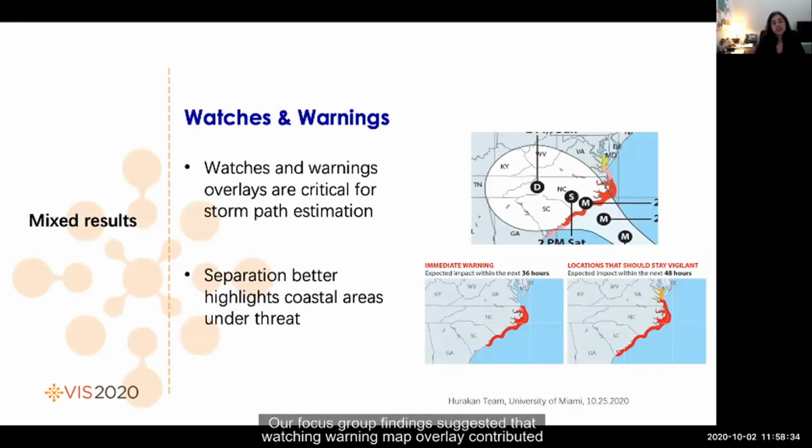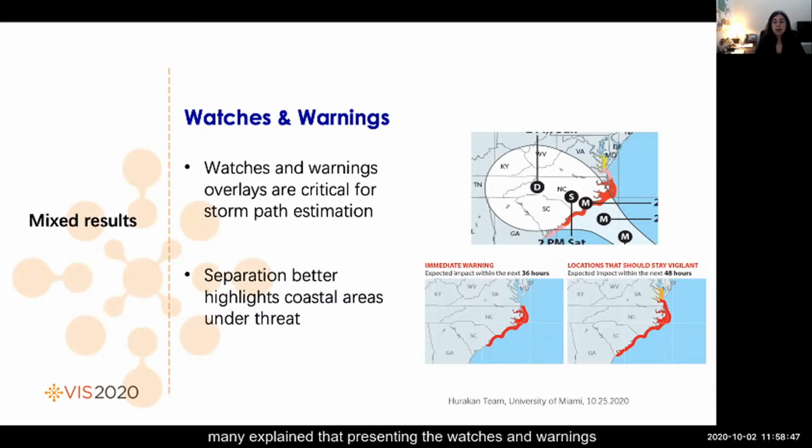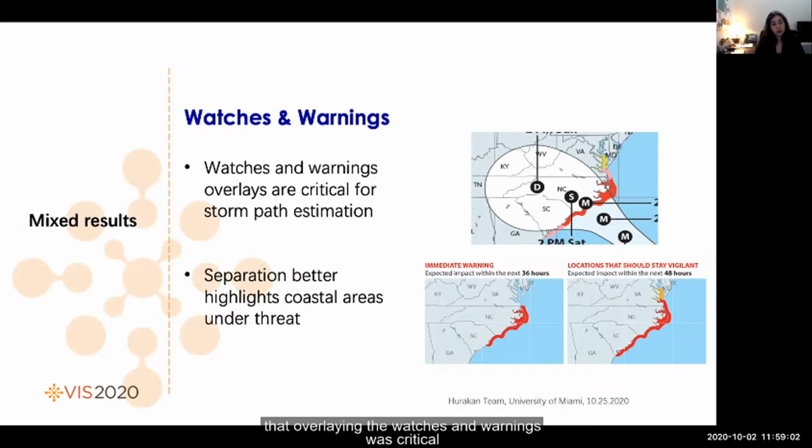Our focus group findings suggested that watch and warning map overlay contributed to information overload. Because of this, with redesign B, we separated watch and warning information from the cone. Of the participants who selected redesign B as their most preferred, many explained that presenting the watches and warnings separately influenced their preference. For some, the separation of information better highlighted coastal areas under threat. However, many more participants indicated that overlaying the watches and warnings was critical in storm path estimation, suggesting that underlying the forecast was dependent upon watch and warning information.